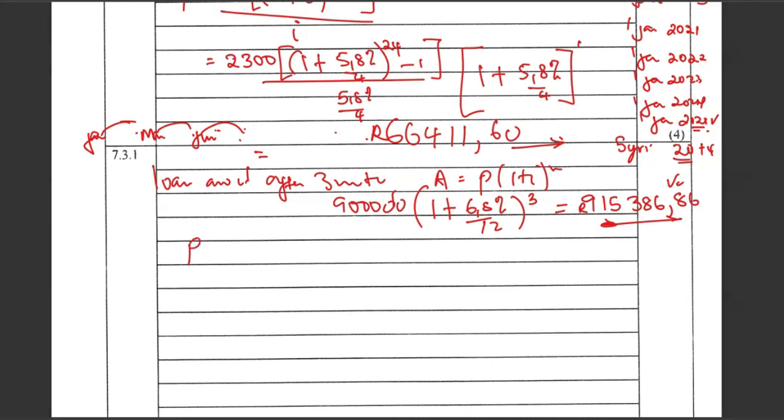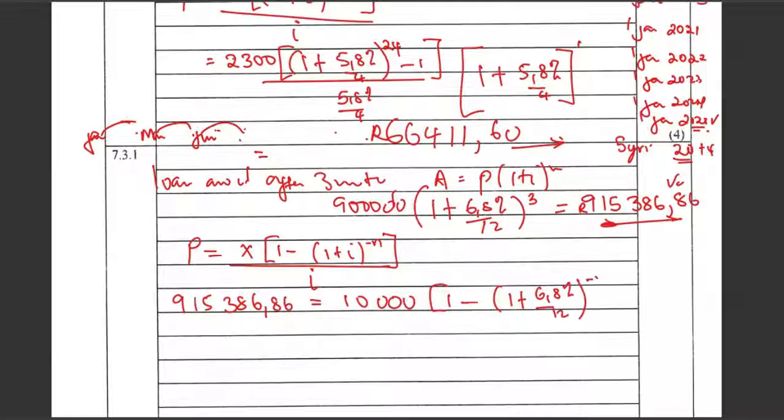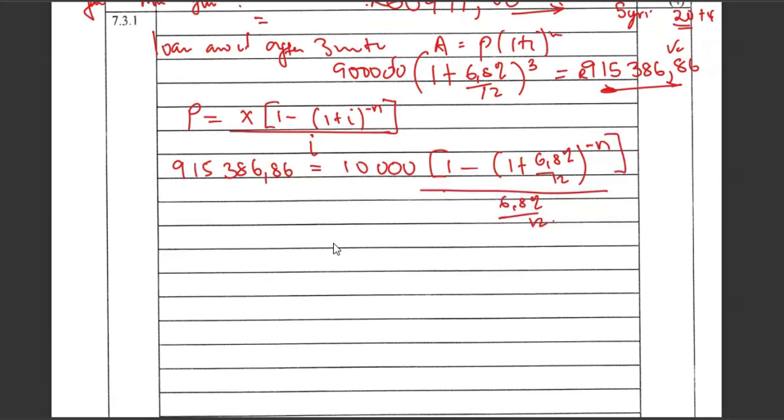Okay, now this is the new loan amount that this guy should consider paying. So since we're looking at the present value, we know that the formula is X into 1 minus 1 plus I to the negative n, everything over I. So let's do the substitution. 915,386.86 is equivalent to 10,000 into 1 minus 1 plus 6.8% over 12 to the negative n, and we're dividing this by the 6.8% over 12.